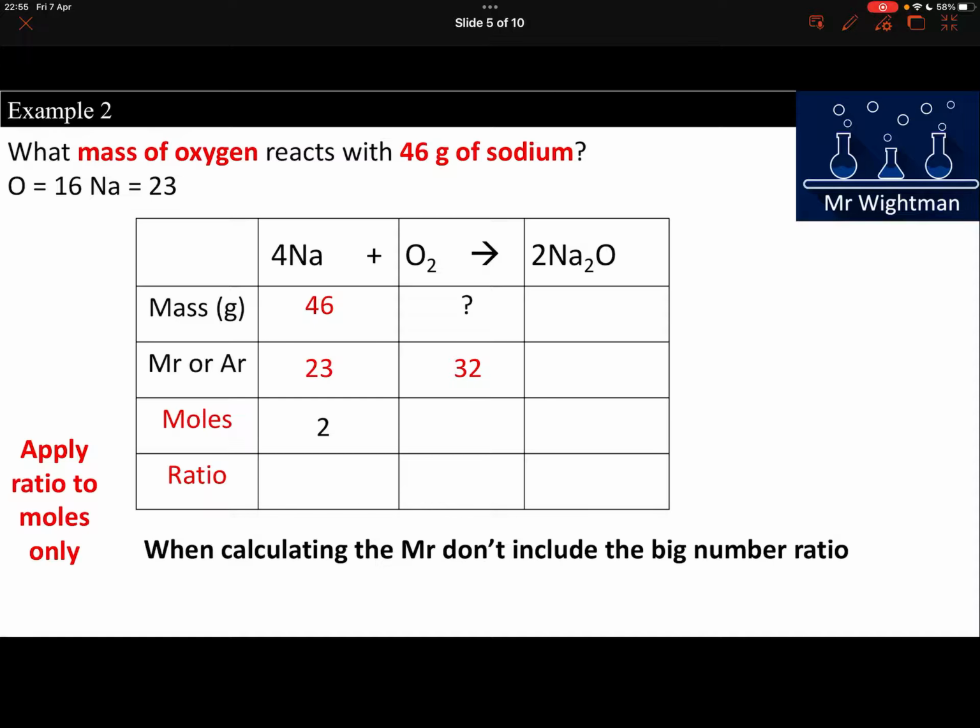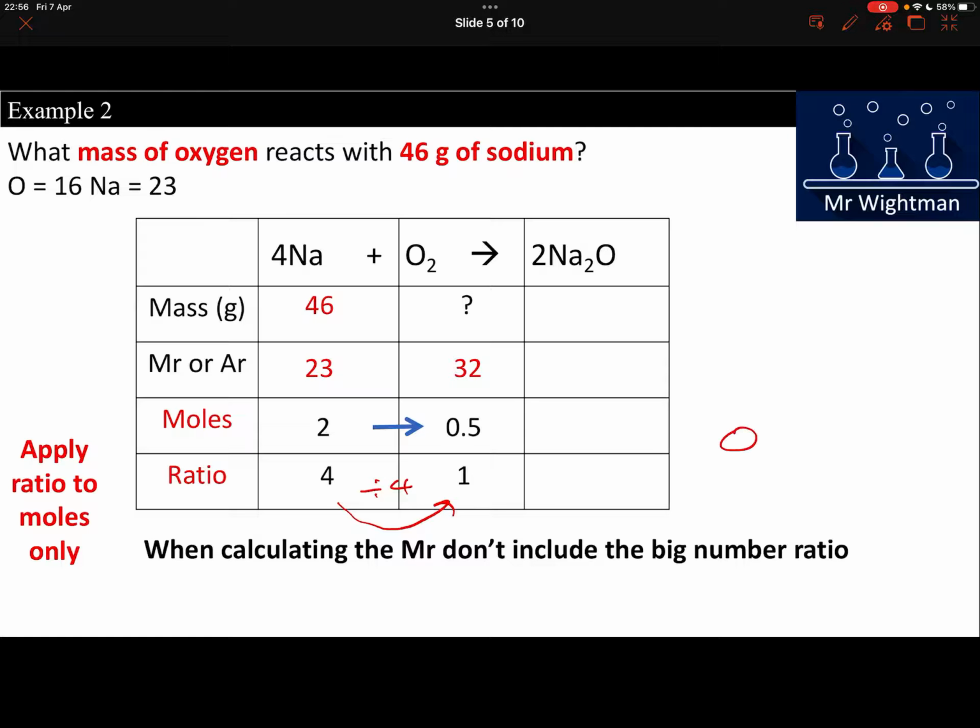Each sodium is worth 23. So 46 divided by 23 is 2. The ratio is 4 to 1. So if I had 4 moles of sodium, then I'd have 1 mole of oxygen. But I don't have 4, I've got 2. So the difference between 4 and 1 is obviously divided by 4. So 2 divided by 4 will give me 0.5 moles of oxygen.